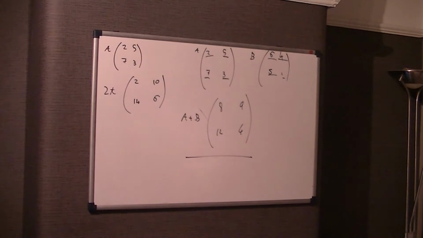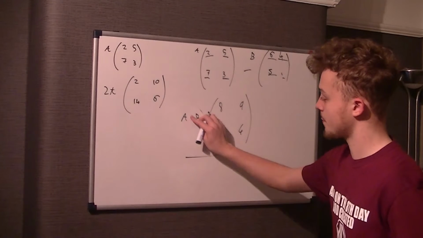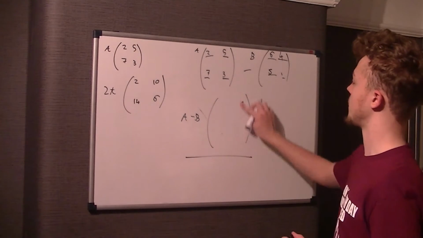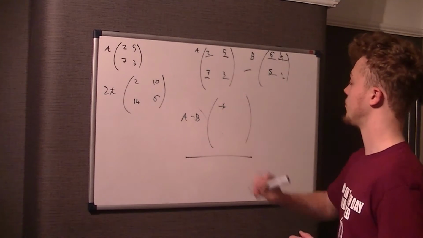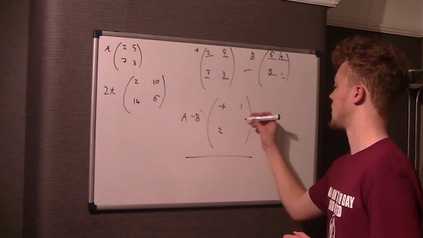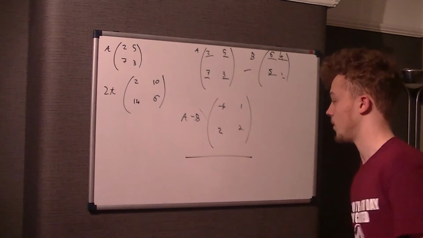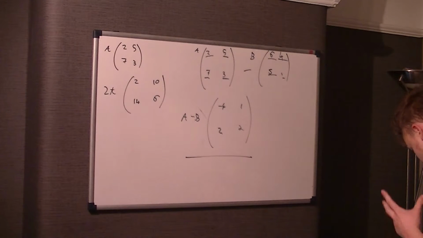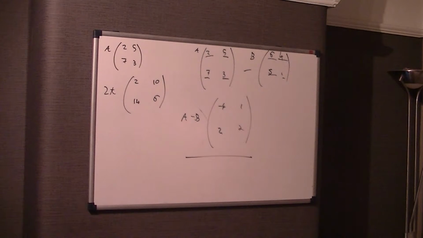As you can quite clearly see, nothing too challenging. And if we were to do A take B, we just do the opposite in terms of taking the like terms. So it would be 2 take 6, which is minus 4, 5 take 4, which is 1, 7 take 5, which is 2, and 3 take 1, which is 2 as well. So that's adding and subtracting them and multiplying them by a scalar, all in a very short period of time. As you can see, that is very easy.